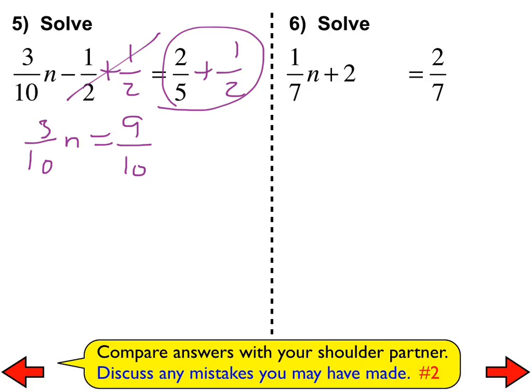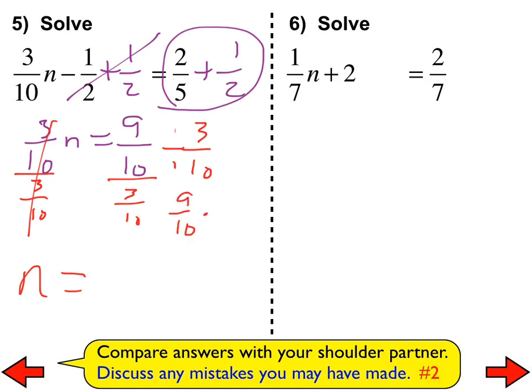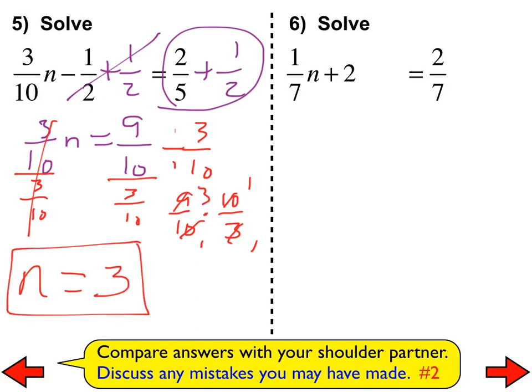From there, I need to divide both sides by 3/10. I made my 1 over here, so now I know n is equal to. Now I need to figure out what 9/10 divided by 3/10 is. Now I'm kind of short on room, so I'm just going to take the 9/10, which should be written first anyway, and write my divided by 3/10 right there. So I need to turn that into a multiplication problem. So 9/10 times 10/3. Cross divide where I can, and I can do a lot of it right there. And I end up with a solution of n equals 3. Any questions on number 5?